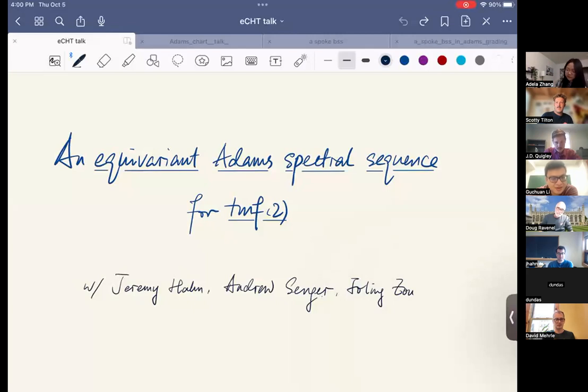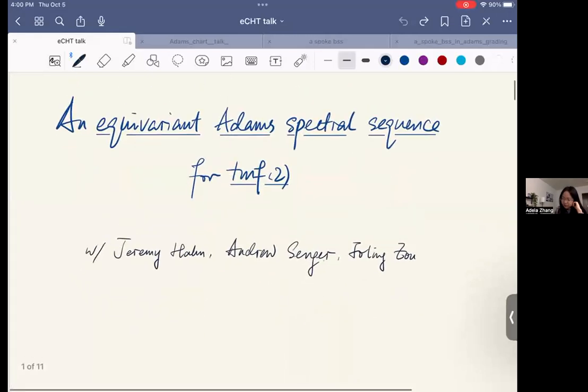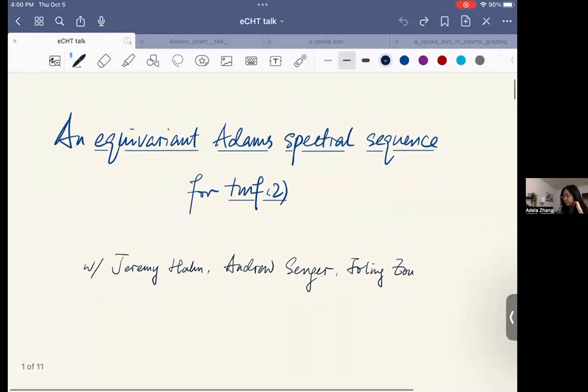About this equivariant spectral sequence for TMF2, and all of this is joint work with Jeremy Hahn, Andrew Senger, and Foling Zou. An immediate application of the things I'm going to talk about is a computation of the three localized homotopy group of TMF using an algebraic method.